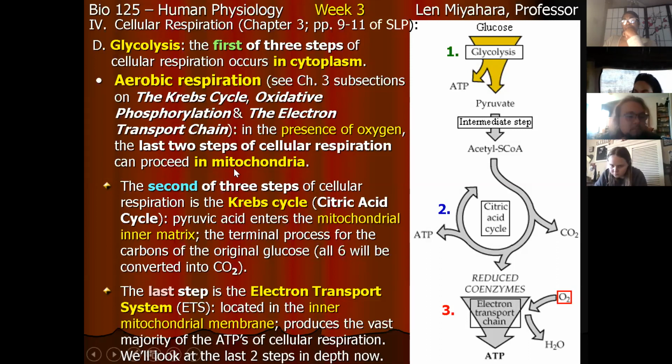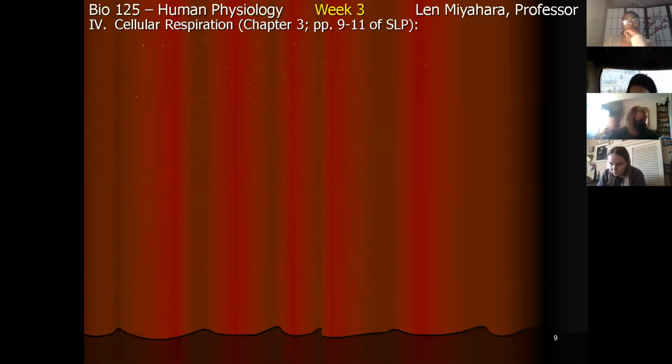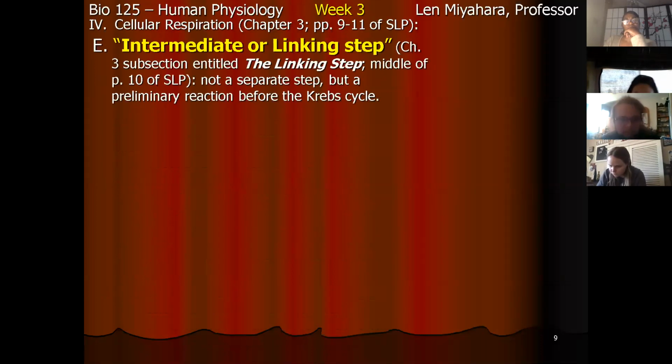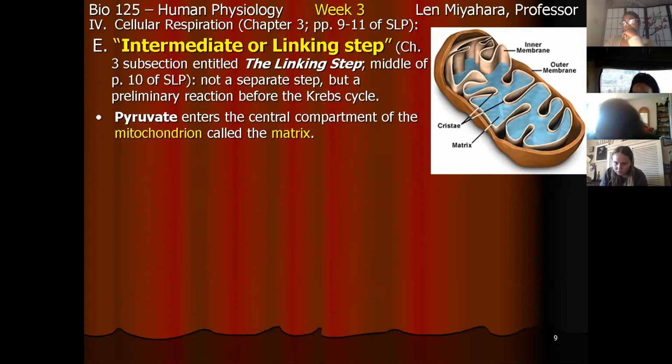Okay, I told you that the Krebs cycle between steps 1 and 2 has an intermediate or linking step, so we got to cover that first. And we actually have seen this already in week 2 PowerPoint. I just didn't call it that. Okay, so this pyruvate, the 3-carbon pyruvate, goes all the way into the center of the mitochondria, crossing both membranes.